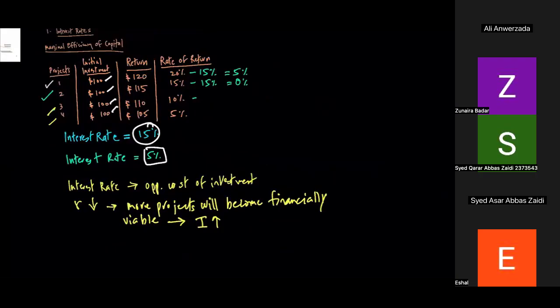Now, one of the questions people always ask is, sir, why are you even saying the second project will become financially viable when you make a 0% profit? Remember, this is normal profit. In economics, 0% profit or normal profit is acceptable. Okay. So number one is that.